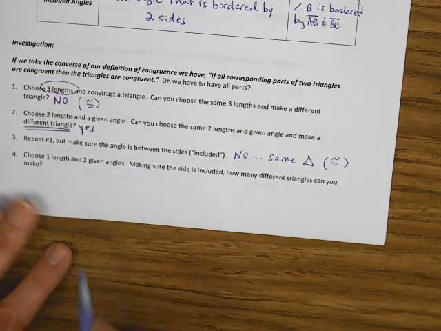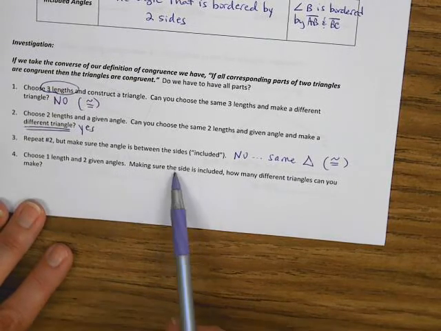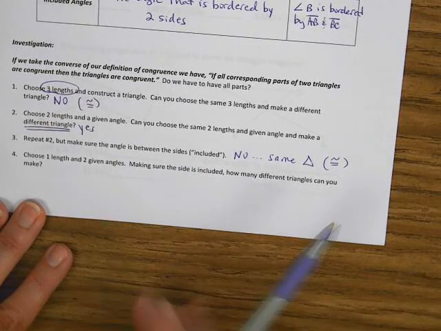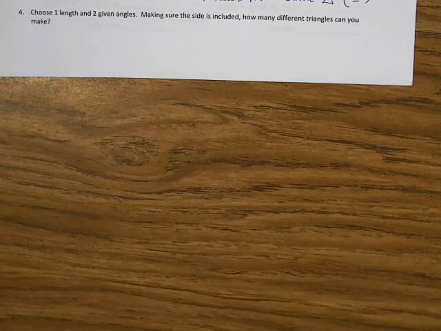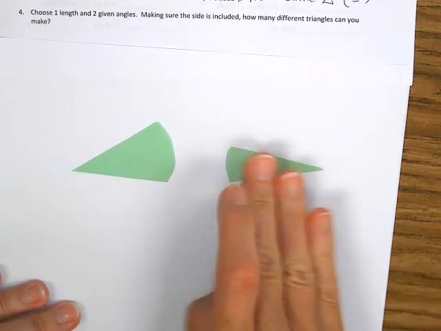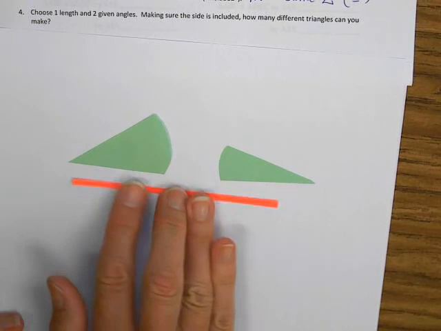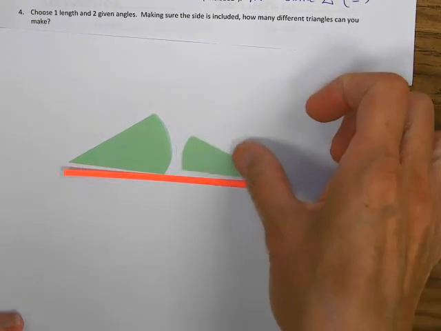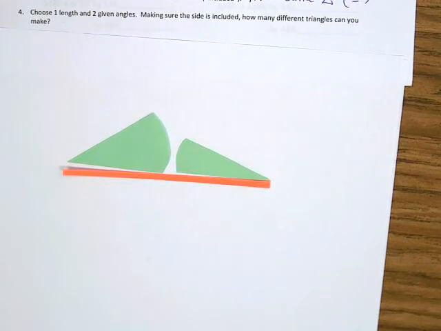All right. Last one says choose one length and 2 given angles, making sure the side is included, how many different triangles can you get? So let's see if I can leave that up here. So this time we have to have 2 angle measures. So let's dig those out first. So here's one angle measure, and here's another angle measure, and I need an included side. So I'll go with the red. And let's say I put this red side between these two angle measures. What kind of a triangle can I get?